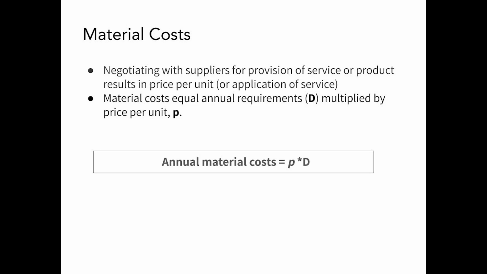In this segment, we delve deeper into the concept of material costs, a cornerstone of supplier selection. Material cost negotiation is straightforward on the surface. It involves agreeing on a price per unit for the provision of a product or service with suppliers. Let's consider D as your annual demand and P as the unit price per item. The product of D and P gives us the annual material costs. For example, if your organization requires 1,000 units annually and each unit costs $1, the total material cost is $1,000.